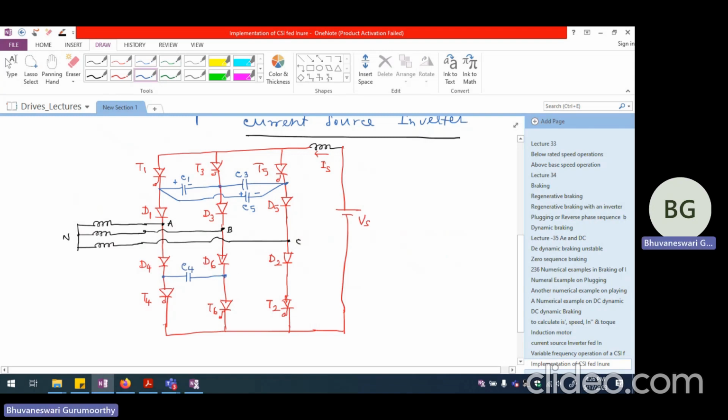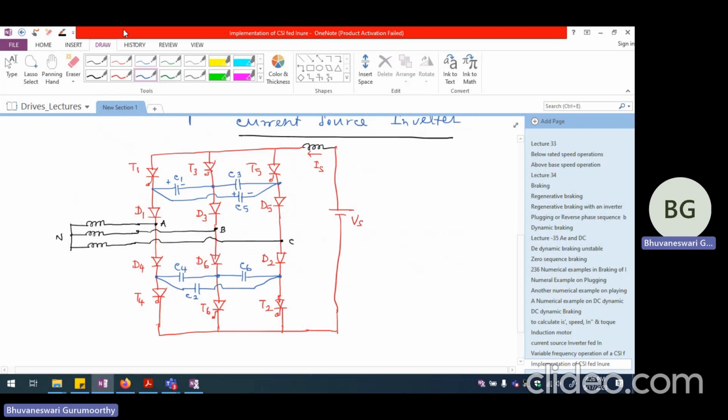And let me call this capacitor as C6. And let me call the third capacitor, which are all the three capacitors are delta connected, as you can see. So this is going to be C2. Now let us try to look at how this particular circuit works.